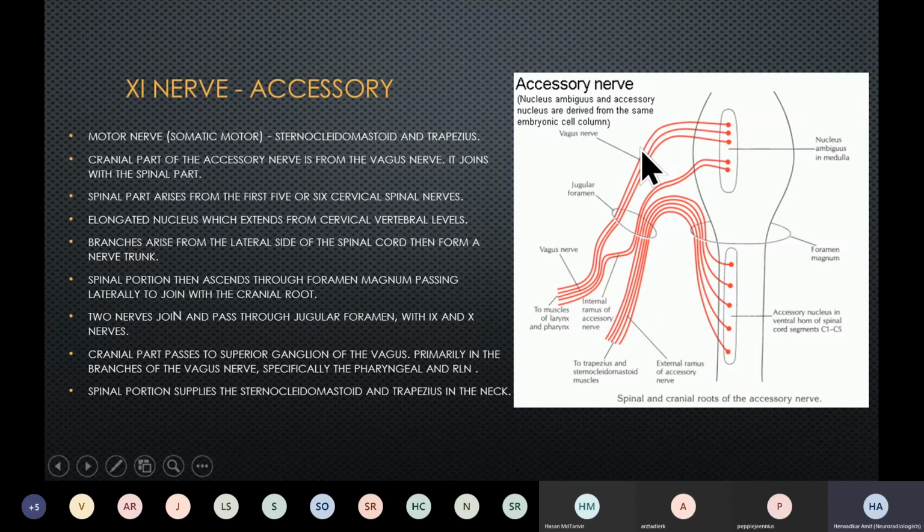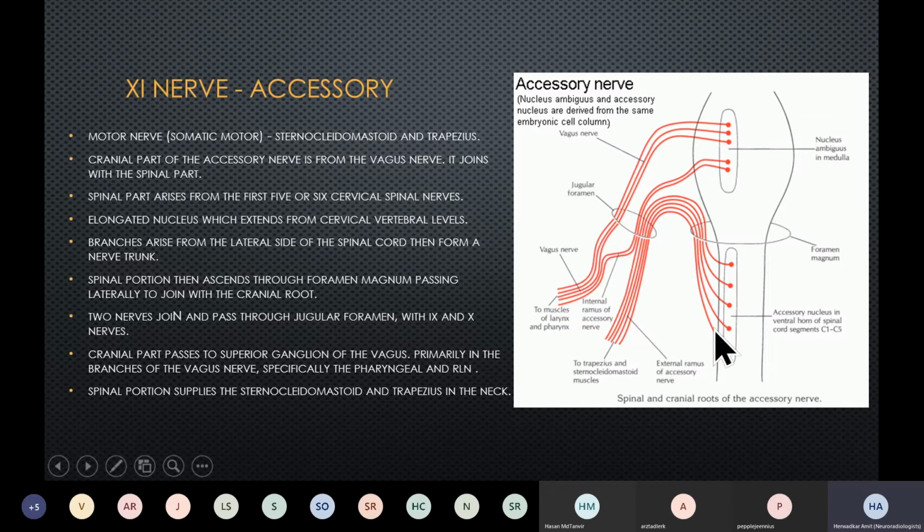So this is the cranial component. So it has got two components. It's got a cranial component. This is the vagus, and this is the cranial component of the accessory nerve. So the inferior part of the nucleus ambiguus is called the accessory nucleus ambiguus, but it's basically in continuity with the main nucleus ambiguus, and the fibers from that join up with the vagus nerve to supply the muscles of the larynx and the pharynx.